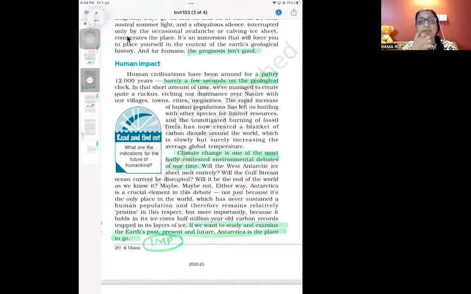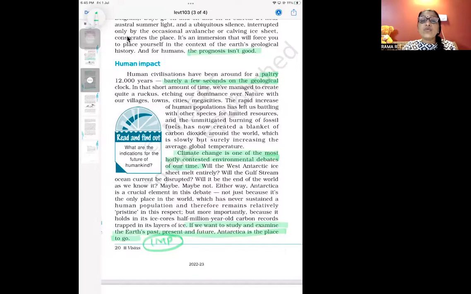This means, will the West Antarctic ice sheet melt entirely? Because it is slowly melting. When the earthquake came in Nepal, scientists said that the height of the Himalayas is increasing. It does not mean it is growing bigger like you. It is because of the sheet, because of the movement in the oceans, because of the breaking up of the glaciers in the Antarctic region. Will the Gulf Stream ocean current be disrupted? Will it be the end of the earth? Maybe or maybe not.